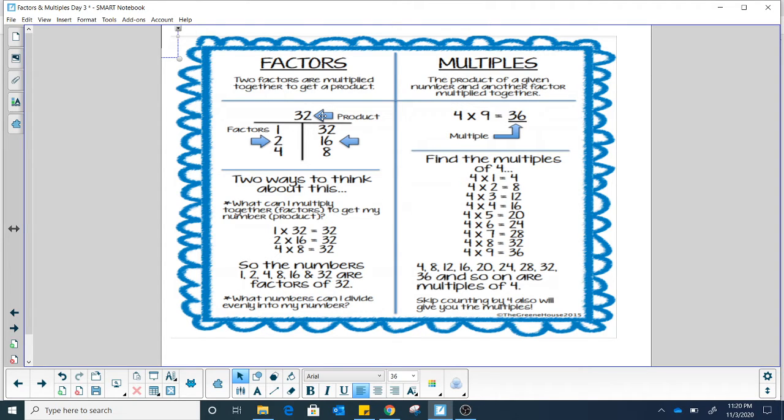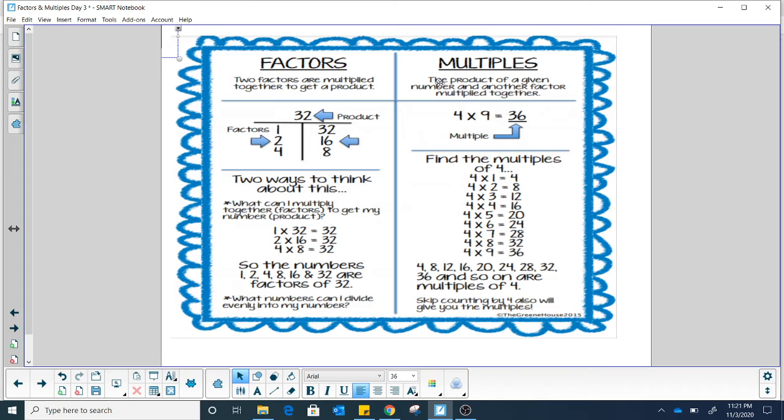3 is not a factor because 3 cannot be multiplied by another number to get 32. And other examples are not factors because they can't be multiplied by another number to make 32. So, to think about this, you always want to think which numbers can multiply together to equal the product.